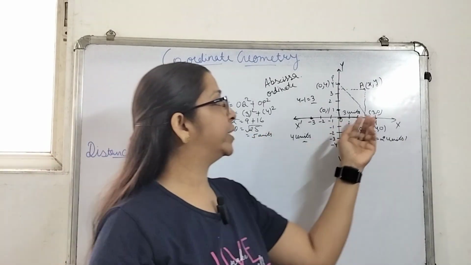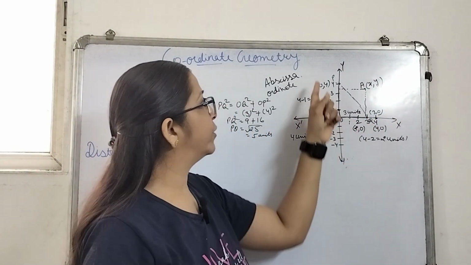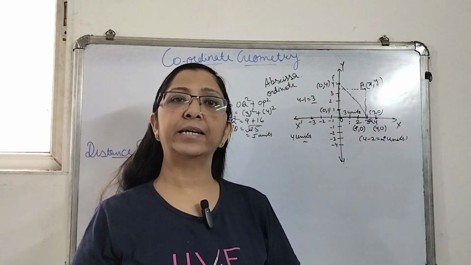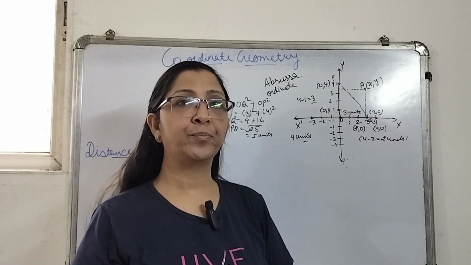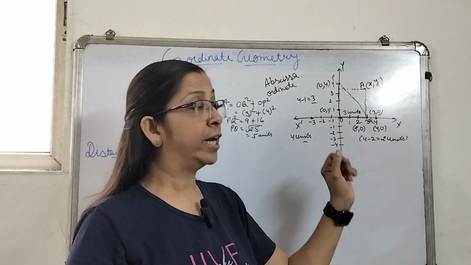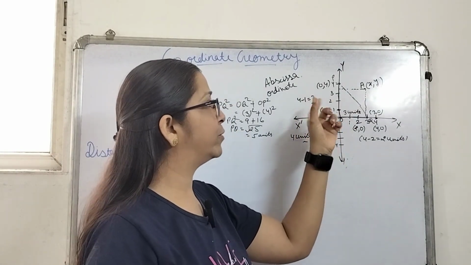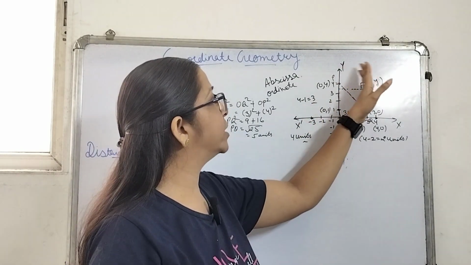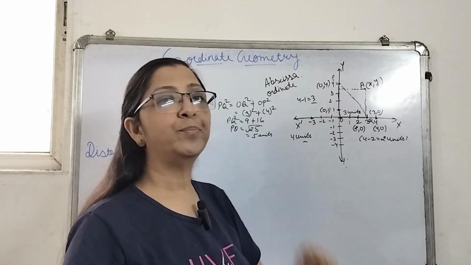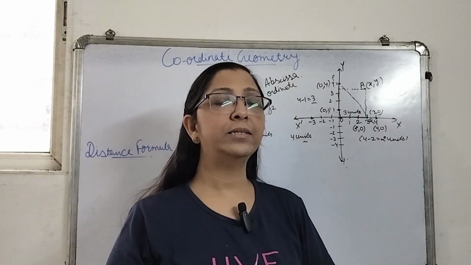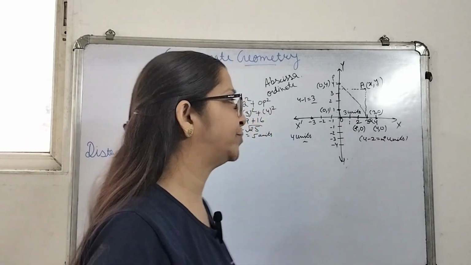So if one of the points is on the x-axis and one of the points is on the y-axis, again it is very easy for us to calculate the distance between the two. But if this is not the case, if the 2 points which we have to find the distance between, both the points are lying in any plane, not on the x-axis and not on the y-axis, then how to find the distance between these 2 points?